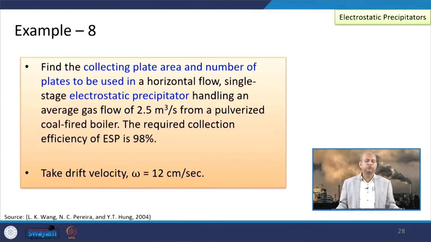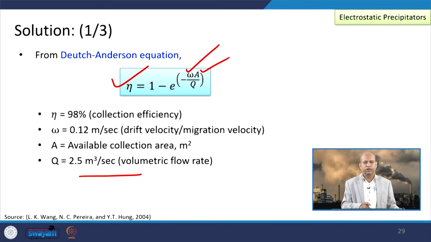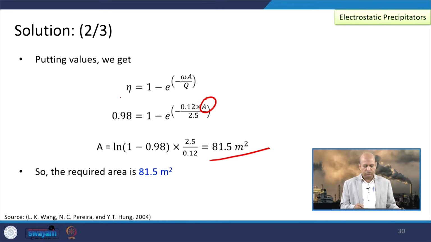Now, next is how to find the collecting plate area and the number of plates used for that surface area, which can be used in a horizontal flow single stage electrostatic precipitator, which is handling an average gas flow of 2.5 cubic meter per second from a pulverized coal fired boiler. The required collection efficiency is also given, 98%, and the drift velocity is also given, 12 centimeter per second. So, we use this particular relationship for calculating the available collection area, because this omega value is given, Q and efficiency are also given. So, we calculate the area as around 81.5 square meter.